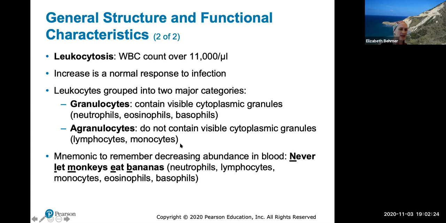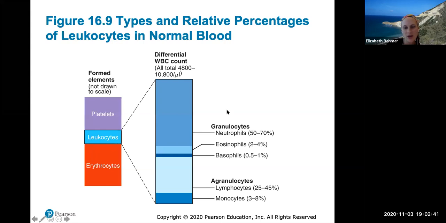Here's a mnemonic that I've never heard of before, but hopefully it will help you, because I want you to know the 5 different types of white blood cells. Never let monkeys eat bananas. That takes you through remembering the 5 different types of leukocytes. Okay, so here we go. In general, the most abundant white blood cell is the neutrophil, and then the lymphocyte comes after that. But the neutrophils are the most abundant white blood cell that you have in the body.